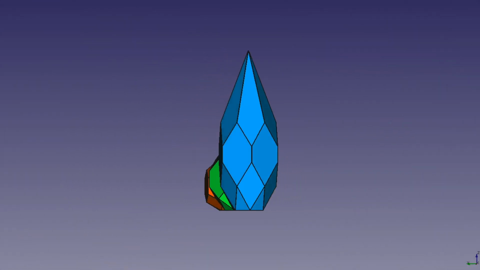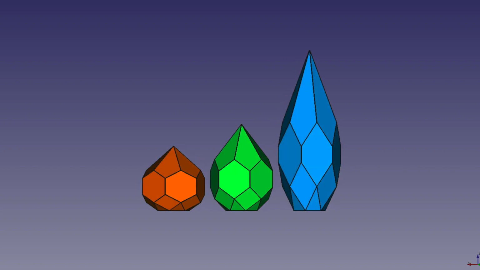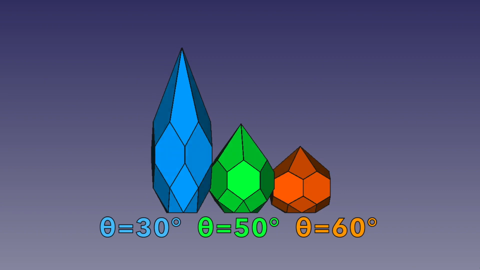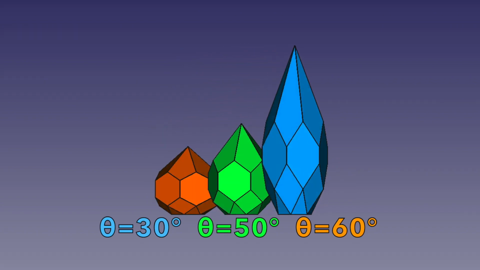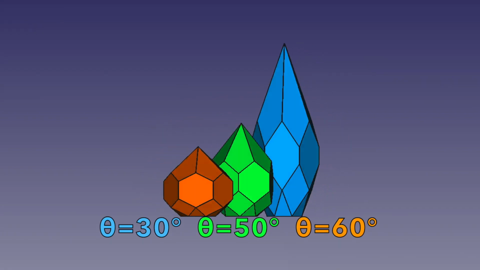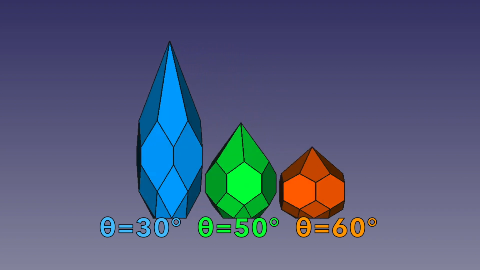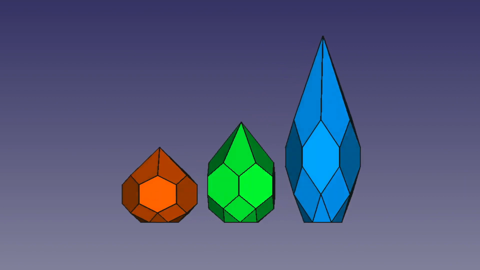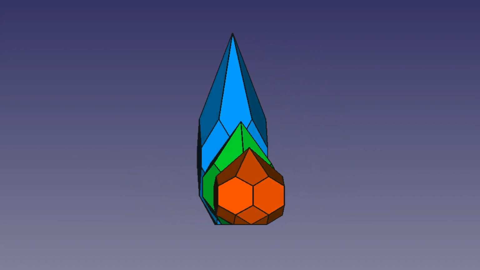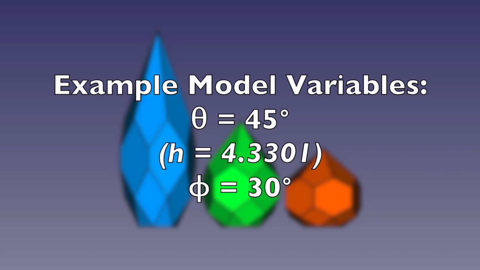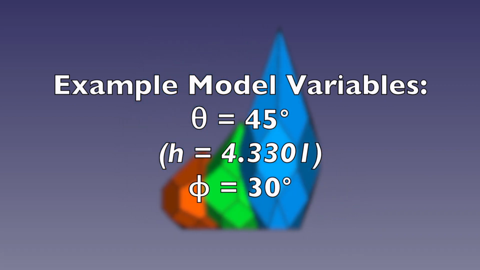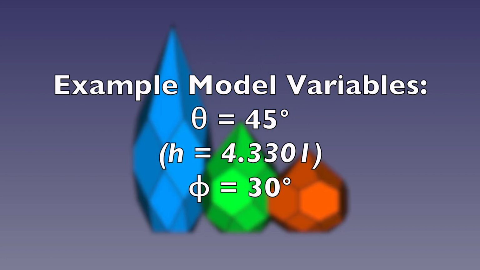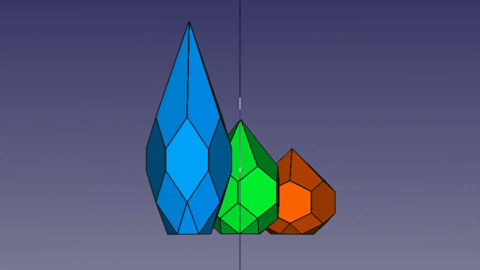Here's an example of how the selection of theta affects the overall shape of the model. All three models here have the same s and n values, but the blue model has a theta value of 30, the green has a value of 50, and the orange has a value of 60. We can see that a lower theta value results in a taller, apparently slimmer model, while a higher theta results in a shorter, more compact model. For our model, I will use a theta value of 45 degrees, equal to an h value of 4.3301, which will result in a phi value of 30 degrees based on an n value of 6.